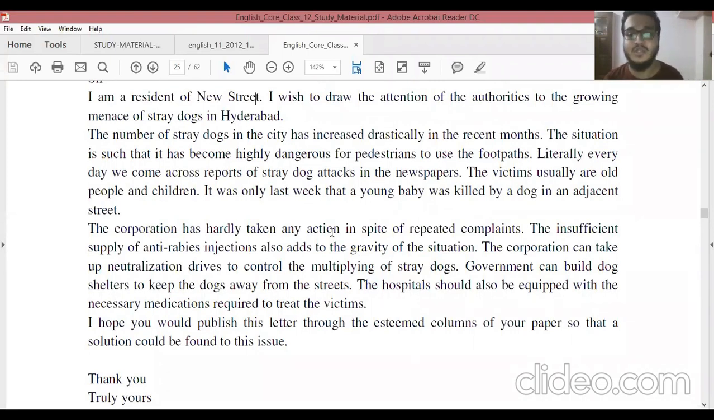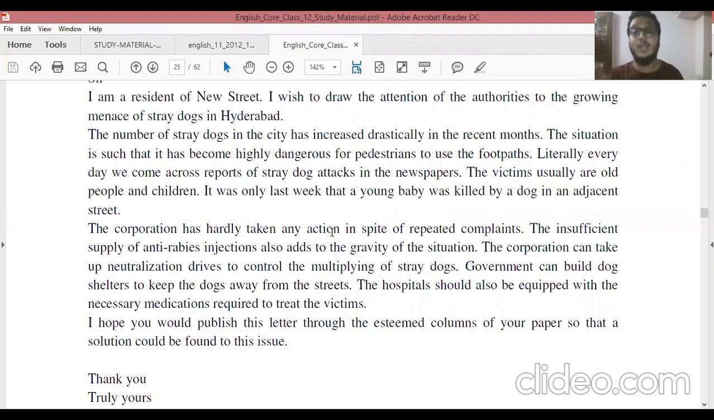Similarly, the corporation can take up neutralization drives to control the multiplying of stray dogs. Government can build dog shelters to keep the stress. You're giving suggestions. You're not going to ask the editor or the government to do the solution. You will give the solution, and this solution will be published in the newspaper.